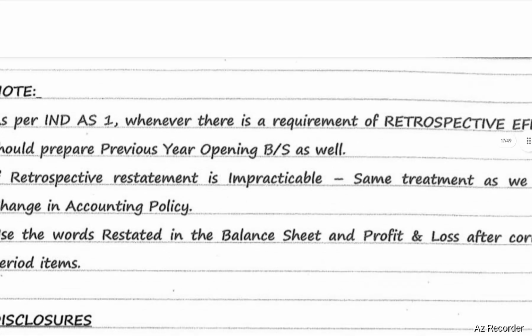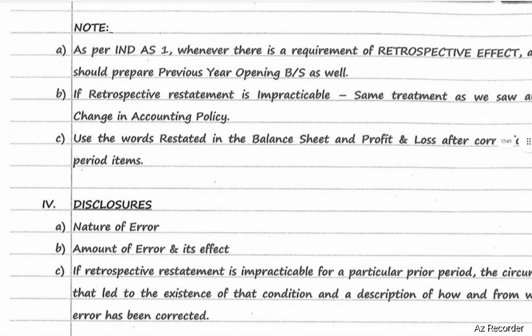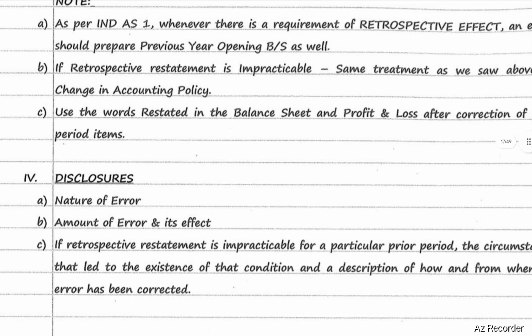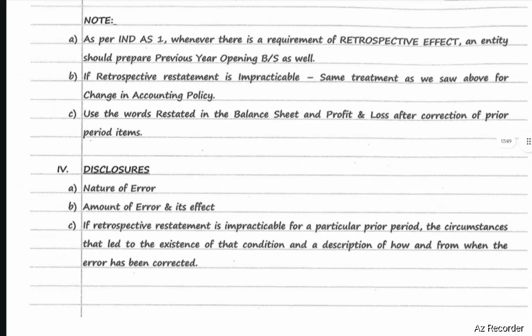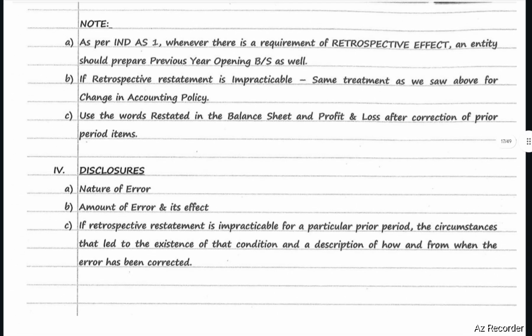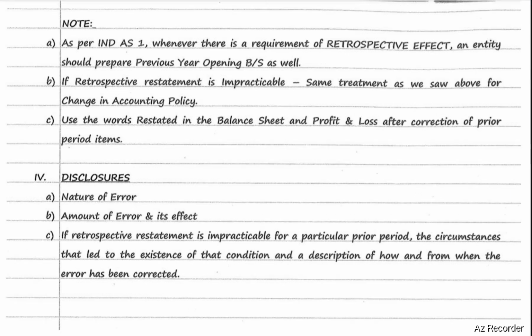Next, as per Ind AS 1, whenever there is a requirement of retrospective effect, an entity should prepare the previous year opening balance sheet as well. That is the opening balance sheet as on the first day of the previous year. If retrospective restatement is impracticable, the same treatment as we saw above for the change in accounting policy needs to be done. Use the word restated in the balance sheet and P&L after correction of prior period items.